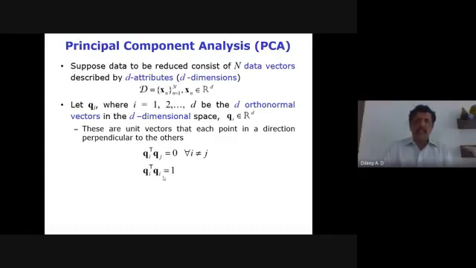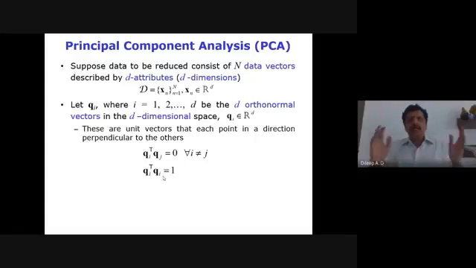They are perpendicular to each other. So Qi transpose Qj is nothing but two different vectors. That inner product operation equal to 0 means their cosine similarity is 0, that is, they are perpendicular to each other. That's the one thing. And Qi transpose Qi equal to 1 means they are collinear. So that is the representation.